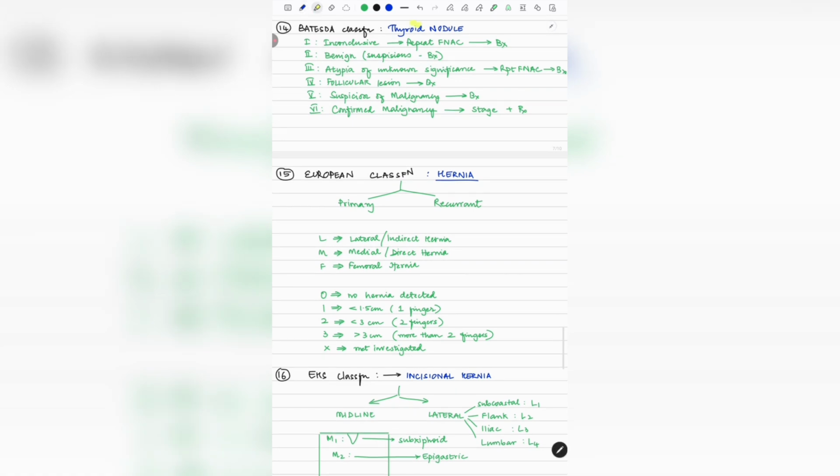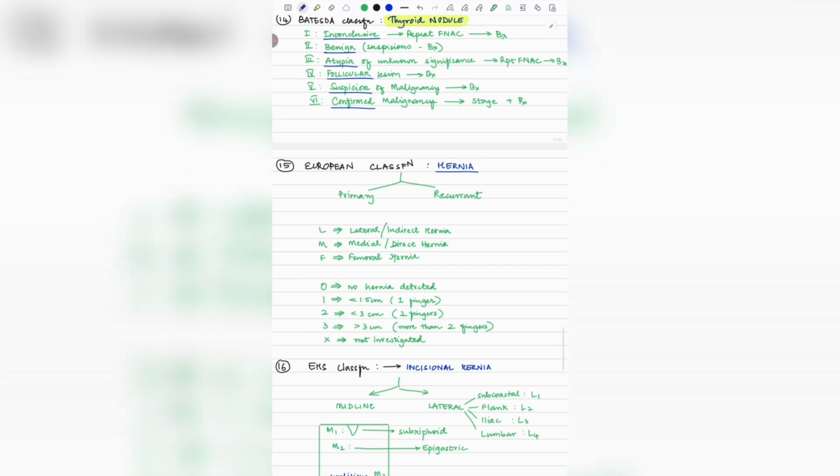In the Bethesda classification, you're going to stage the thyroid needle, right? This is also very, very important and a very commonly asked viva question. One is inconclusive, 2 is benign, 3 is atypia of unknown significance, 4 is follicular, 5 is suspicion, 6 is confirmed. Simple. If you remember the starting letters, it is easy. Whatever I've written, you can just refer to it.